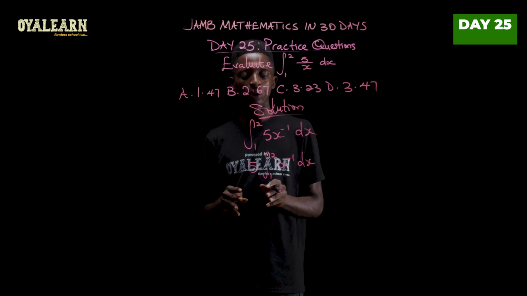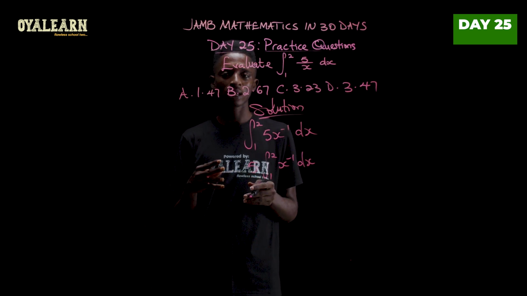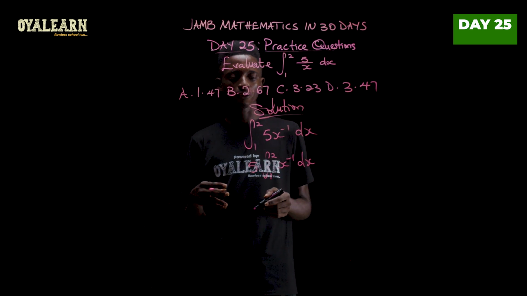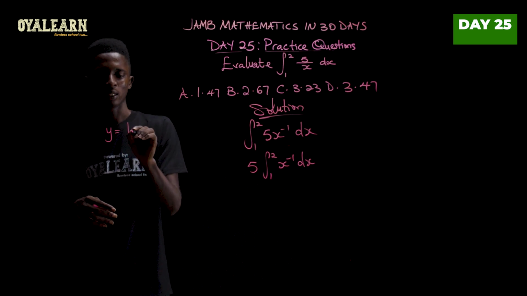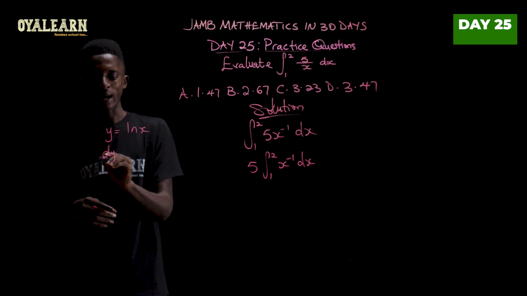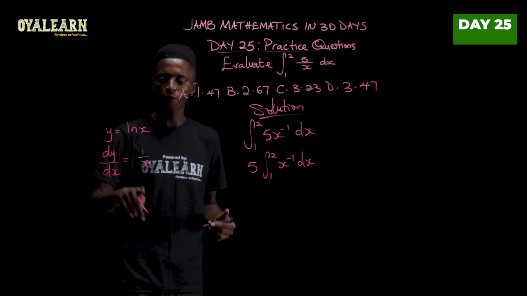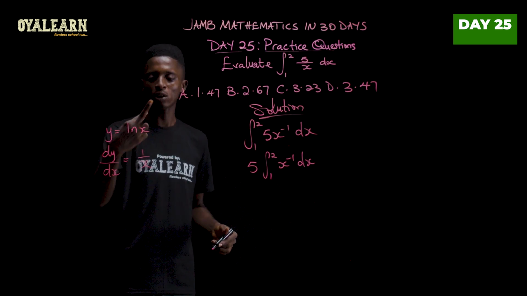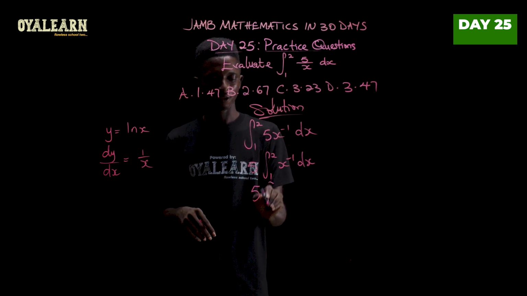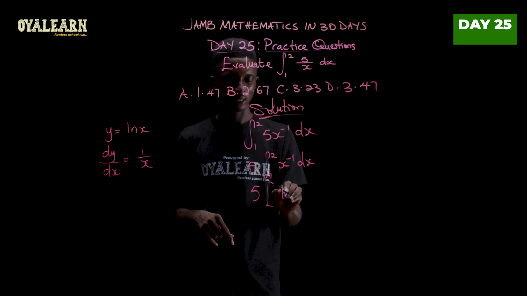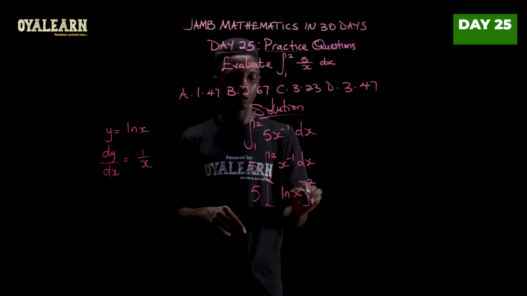Okay, so at this point, we can then try to resolve this. Now, we know that when y equals ln x, then dy/dx will give you 1 over x. So therefore, if we integrate this, it will take us back to this. Therefore, integrating this would give us 5 multiplied by ln x. And then we take upper limit 2, lower limit 1.